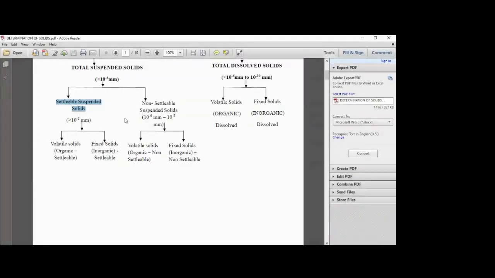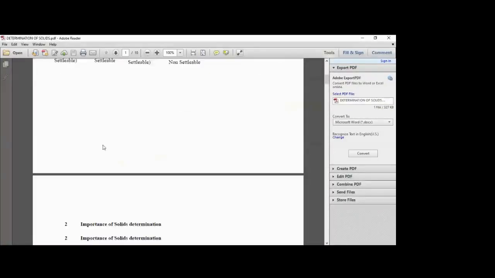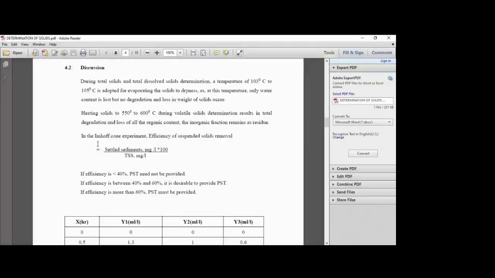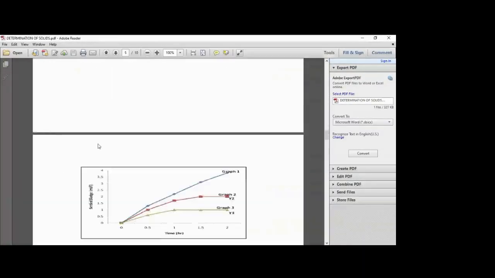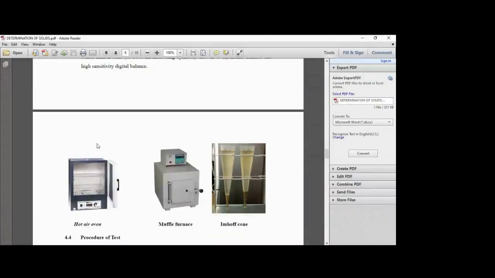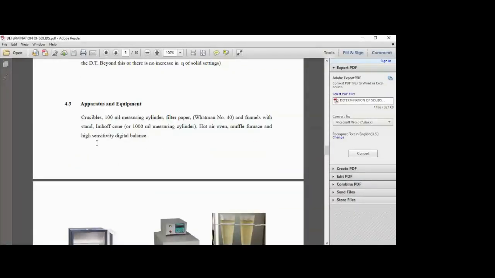So if I have to find out only this particular amount, that is the settleable suspended solids, what will I do? I'll take a wastewater sample and keep it for some time, and all the particles which have a tendency to settle will settle. Then I'll collect the settled solids and evaporate them so that the water gets evaporated, and I'll get the settleable suspended solids concentration.